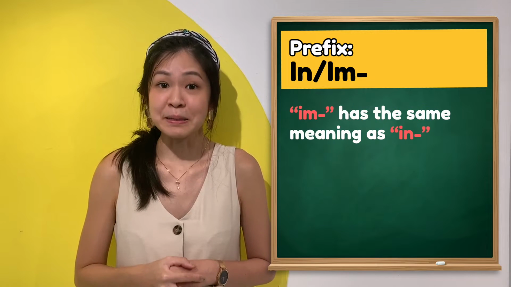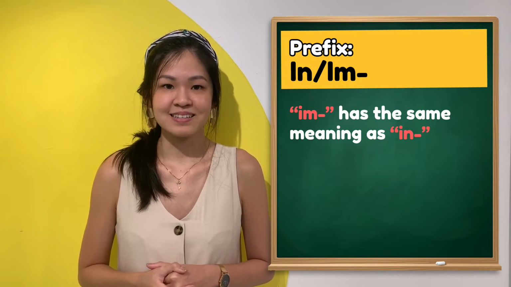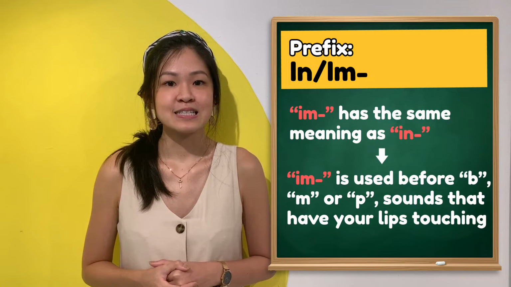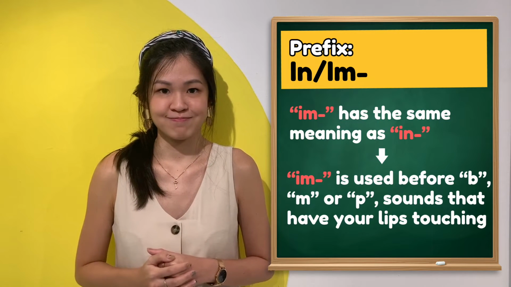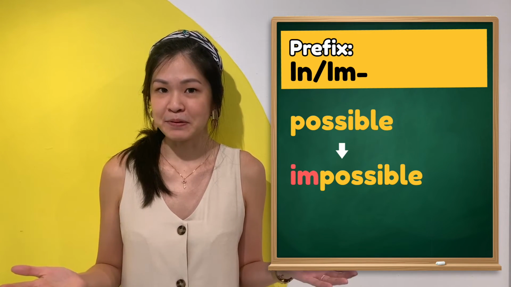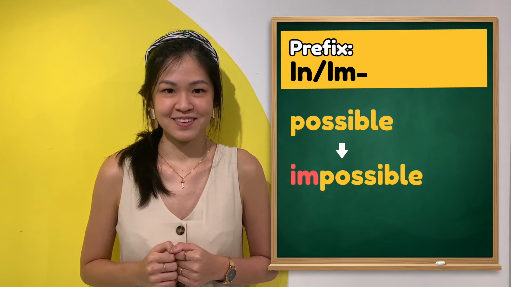The prefix im has the same meaning as the prefix in, but it is used before B, P, and M, sounds that have your lips touching. For example, possible and impossible. That's a spelling tip right there for you.